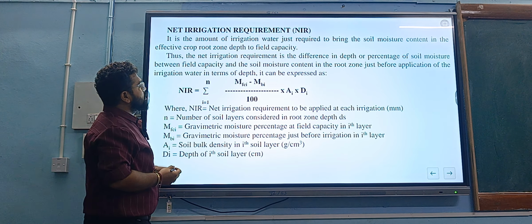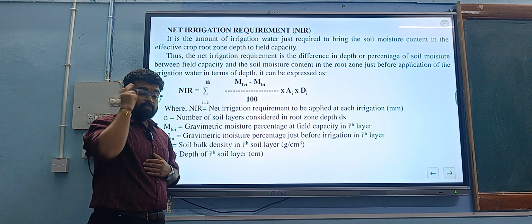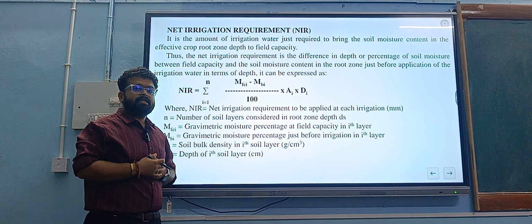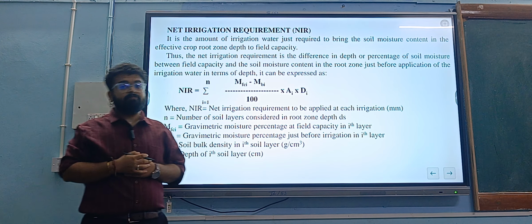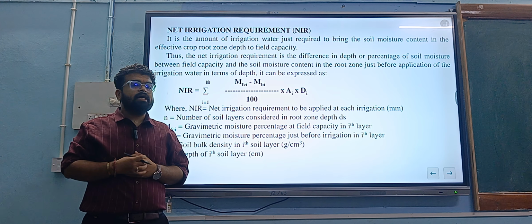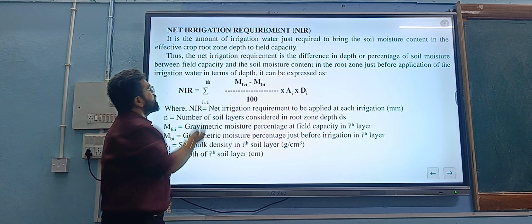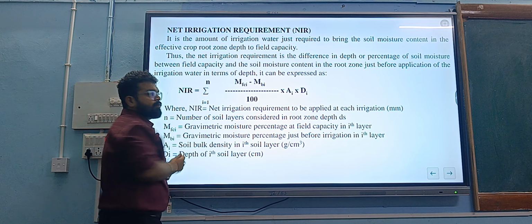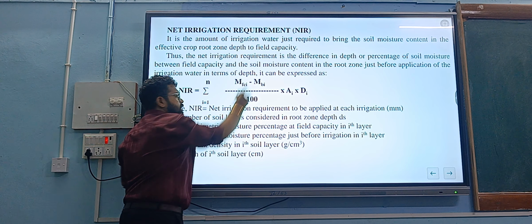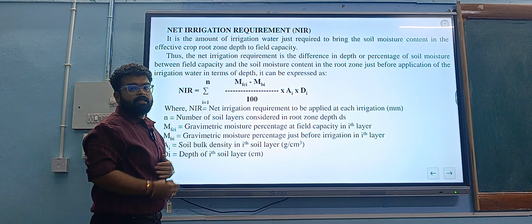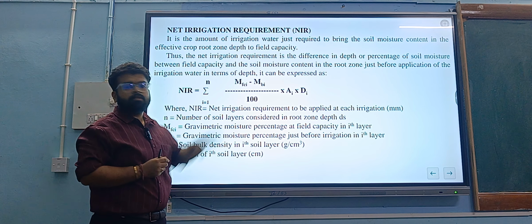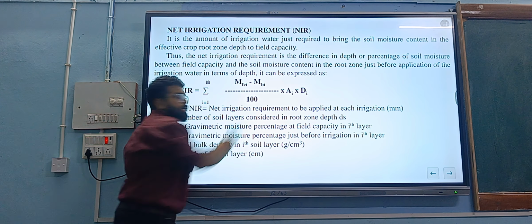Related to this irrigation requirement, we have two terms: net irrigation requirement and gross irrigation requirement. What is net irrigation requirement? It is the amount of water that is required to bring the soil to the field capacity condition. So we call it net irrigation requirement. With the formula we can calculate it. It is a summation, from i equal to 1 to n, of the moisture content at field capacity subtracted by the moisture content before irrigation, multiplied by the soil bulk density and the depth of the soil, divided by 100. We will get the net irrigation requirement.